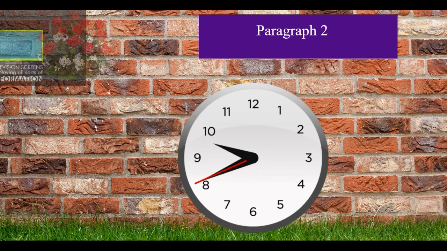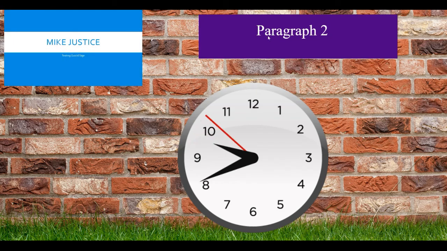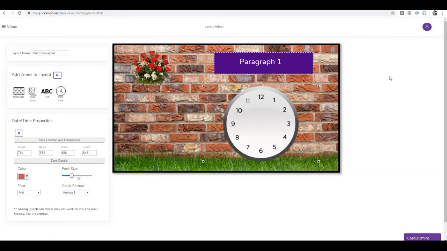So you can see it does a test. It does play your layout as it would on the Roku or Fire Stick. Here's my text. You see it's changing from paragraph 1 to paragraph 2. I have a little video playing now and my big clock. Okay, now I'm back here in the layout editor and I'm just going to go to the save exit option to take me back.